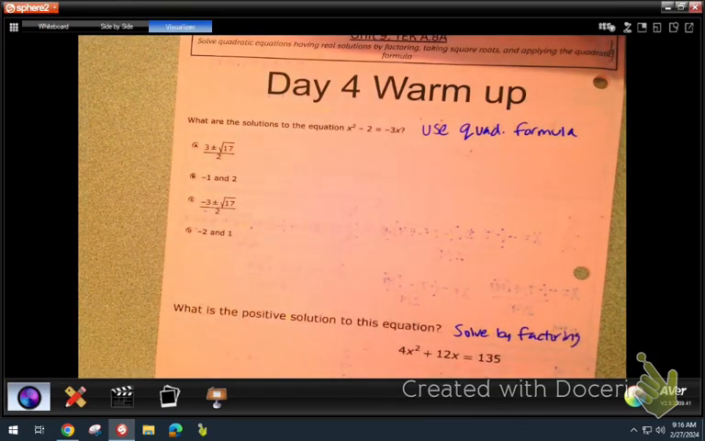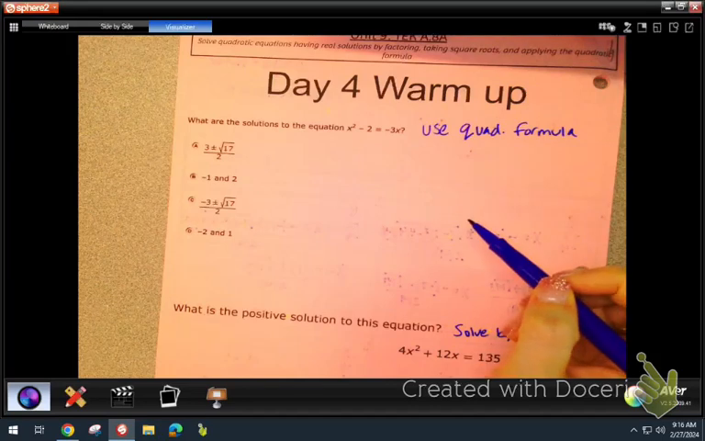Look at A and C. What do they have in there? Square root. What on our formula chart has a square root on it? What formula has a square root on it? The quadratic formula. So if you see answer choices and they have square roots in there, you're going to see this on your CFU. My brain is telling me I should be using the quadratic formula here.